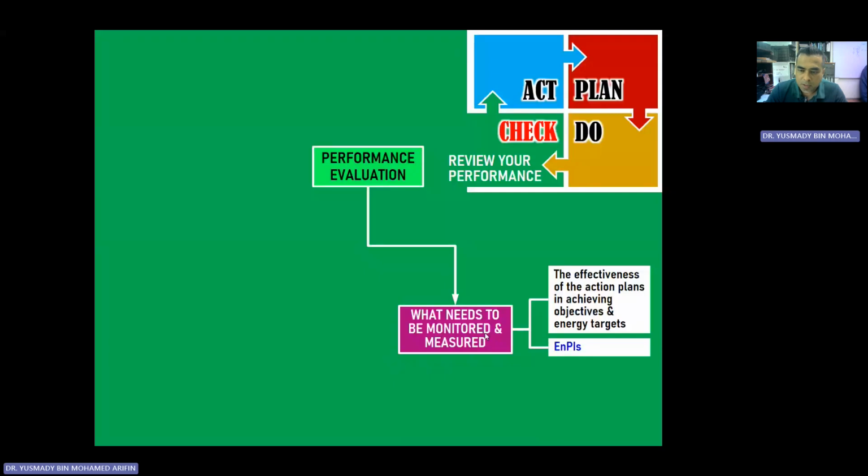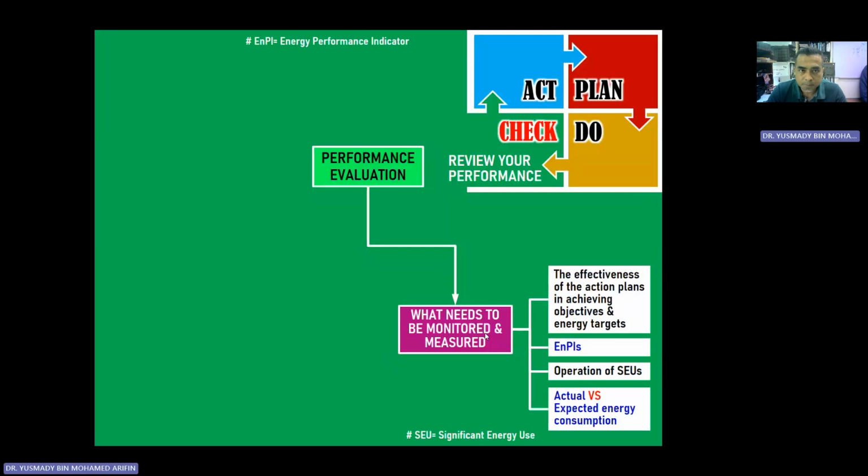EnPIs, Energy Performance Indicators. Operation of significant energy use. Okay, SEU stands for significant energy use, and EnPI stands for Energy Performance Indicator. And also we need to monitor and measure the actual energy consumption versus the expected energy consumption.